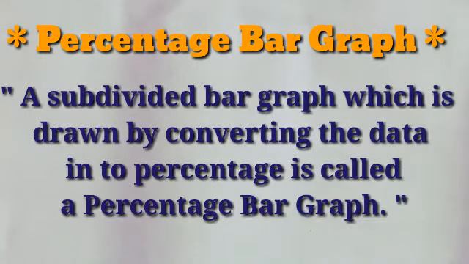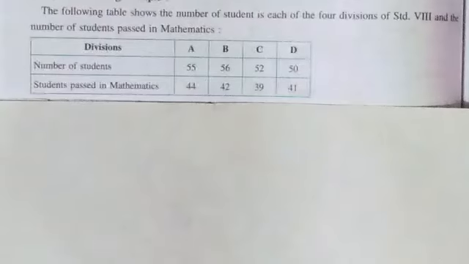Now students, let's see the second type of the graph, that is the percentage bar graph. A percentage bar graph means a subdivided bar graph which is drawn by converting the data into percentages. Let's see an example to understand it.